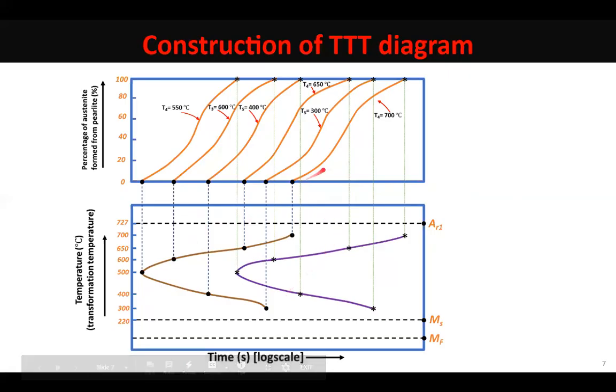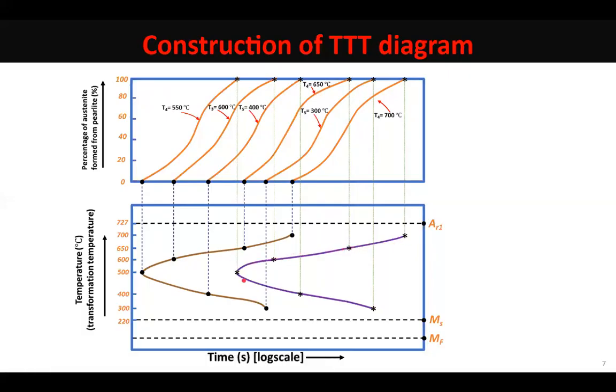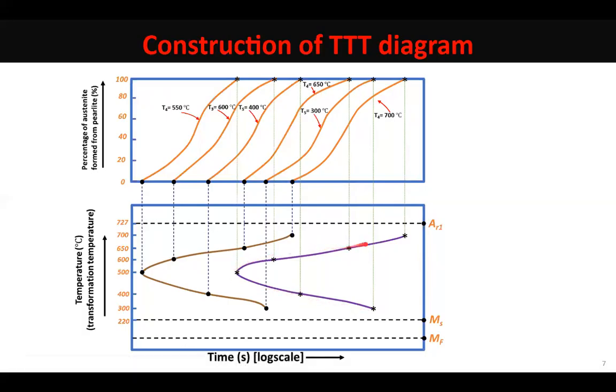Then I go to each temperature and now I transfer the end of transformation time. So for 700, I have transferred the end of transformation time. Then for this 300, I have transferred the end of transformation point. And then after having transferred all the points which were representing the end of transformation time, I join these, and this curve that we have obtained is called the end of transformation curve.